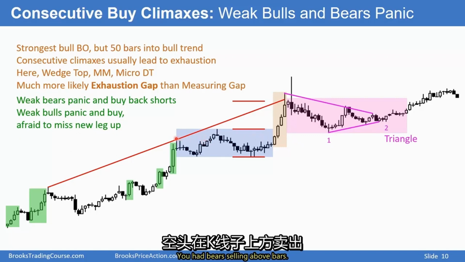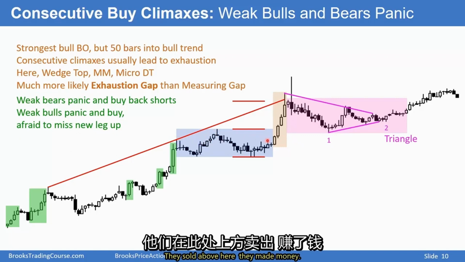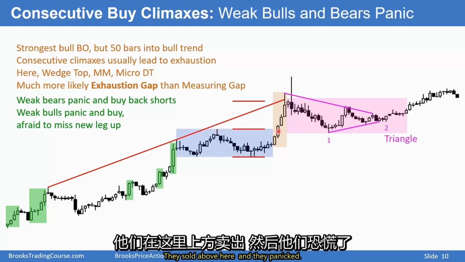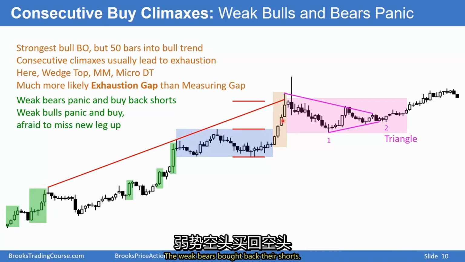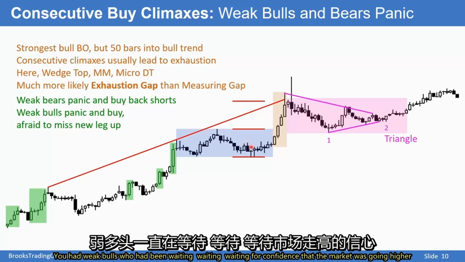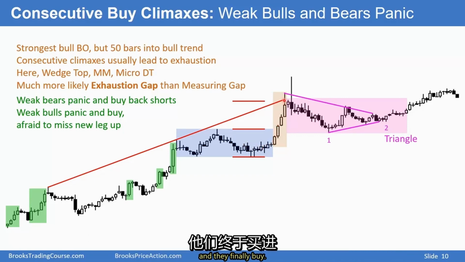You had bears selling above bars. They sold above here. They made money. They sold above here and they panicked. They realized that they were selling into a strong breakout. The weak bears bought back their shorts. You had weak bulls who had been waiting for confidence that the market was going higher, and they finally buy. They buy at the top.